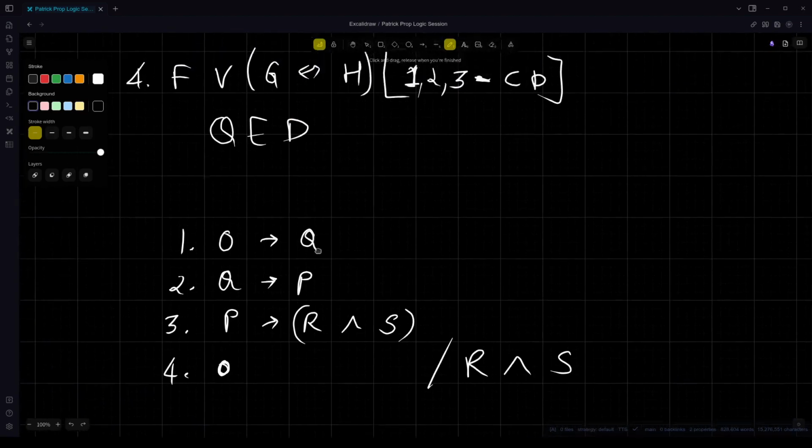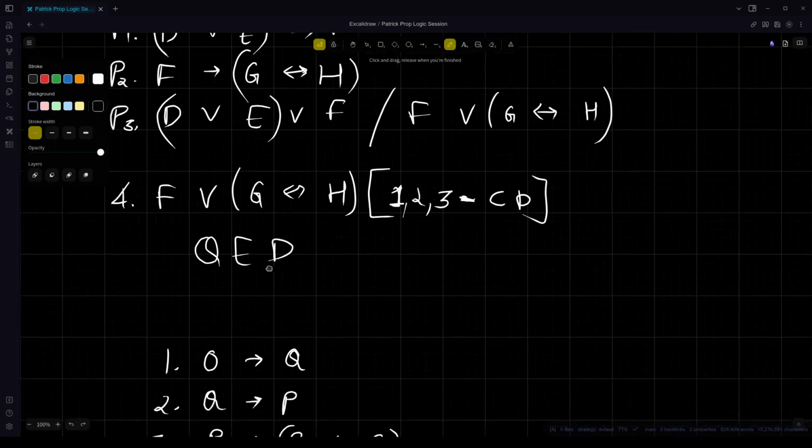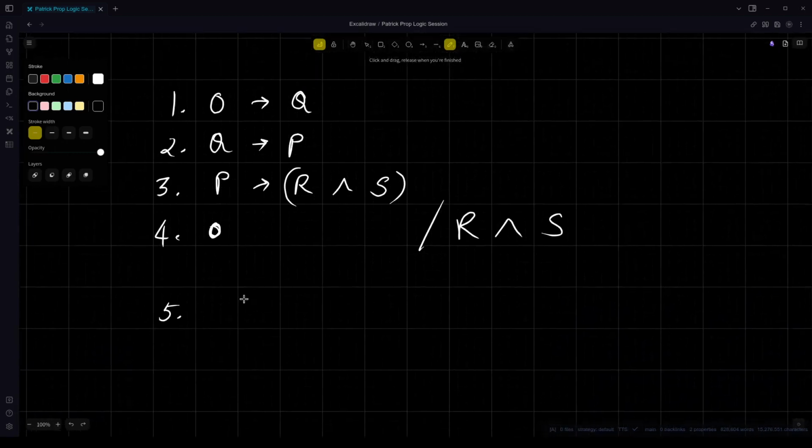You can try that for homework. Try using everything other than constructive dilemma to prove this. It'll be a bit difficult, but you can try. I won't stop you. Don't use constructive dilemma, just use everything else.